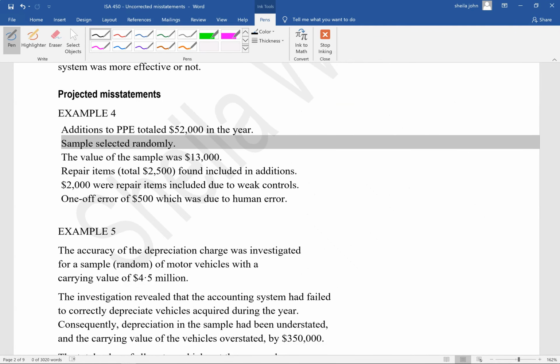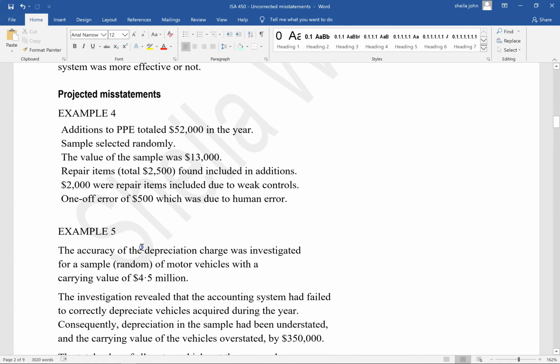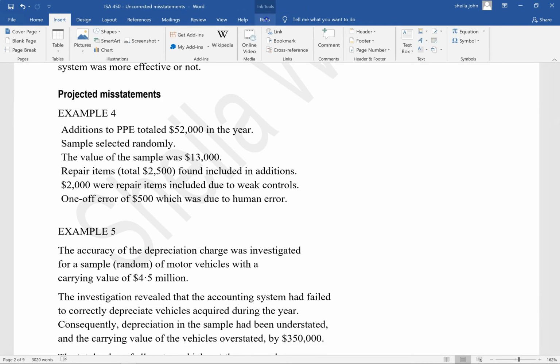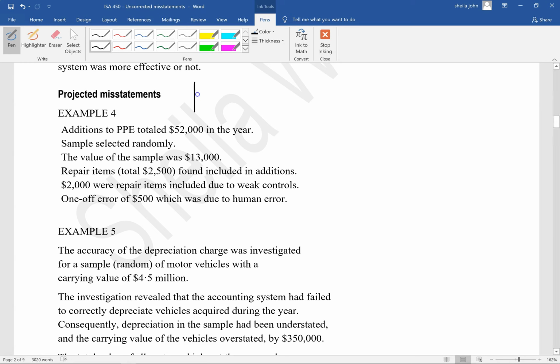Then, projected misstatements. Projected misstatements are where we look at a population. Let's say this is the population, and then we're going to take a sample. From the sample, after testing it, we're going to find out what the misstatement is. Let's say it's 10%. Then we're going to project it to the population to say that the misstatement there would be 10% as well.